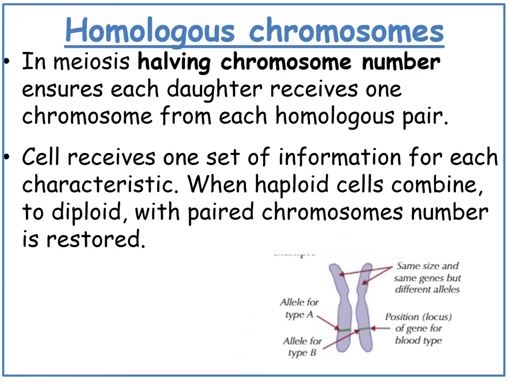In meiosis, halving the chromosome number ensures each daughter cell receives one chromosome from each homologous pair. The cell receives one set of information for each characteristic, and when the haploid cells combine to form a diploid with the paired number of chromosomes, the chromosome number is restored.